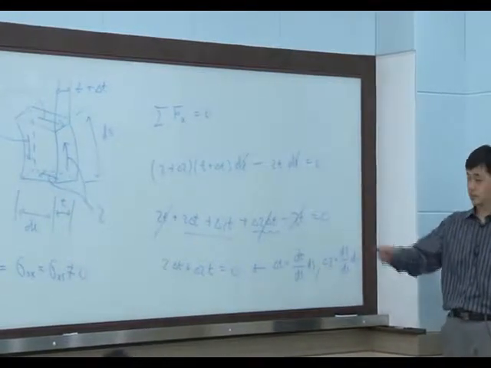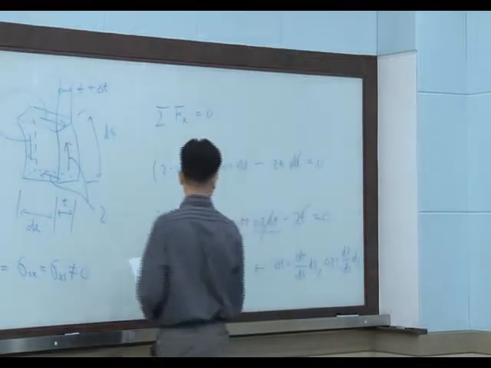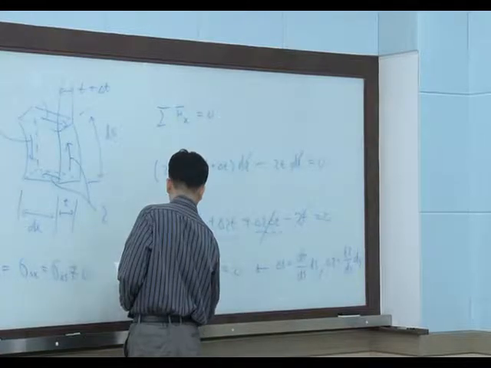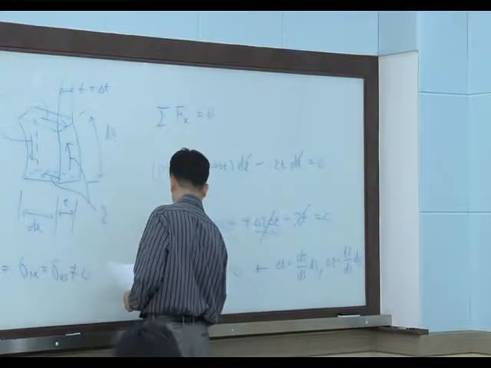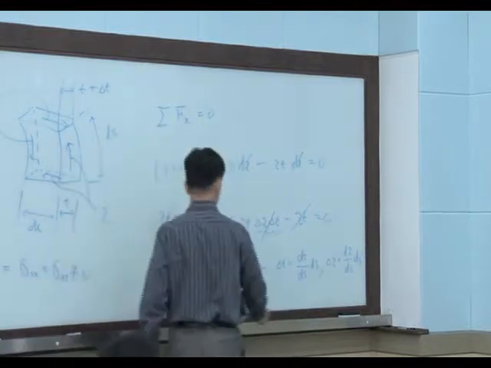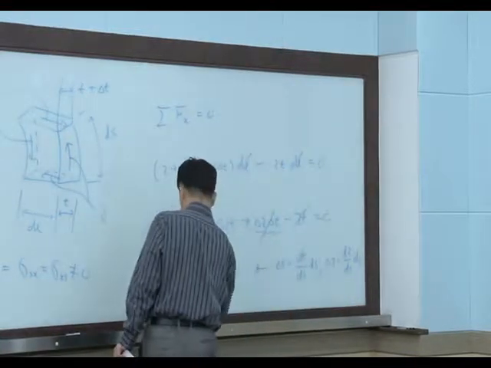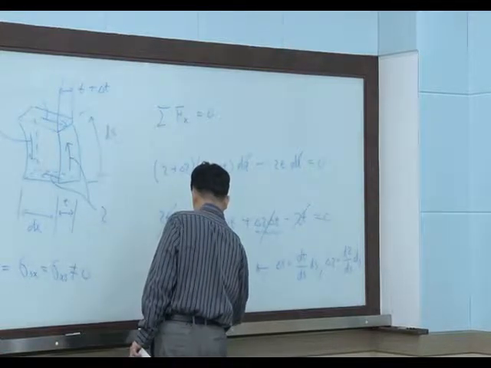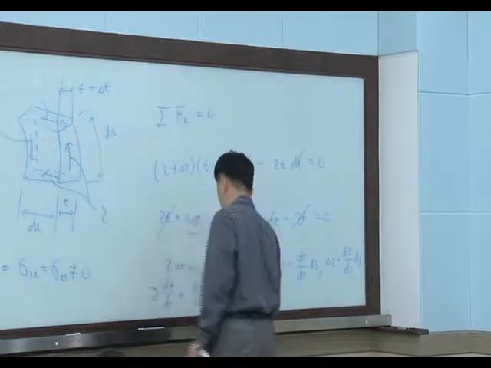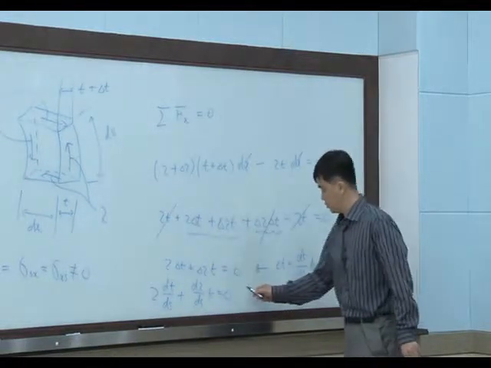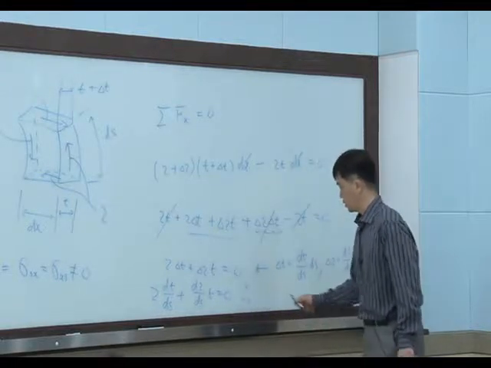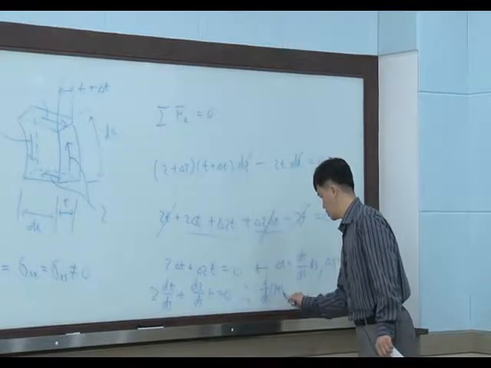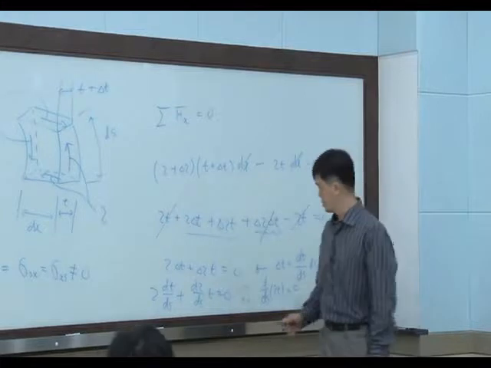Let's put this result into here. Then finally we have tau dt/ds times ds plus ds d tau/ds t equals 0. Then finally we know d(tau t)/ds equals 0. This is the final form.